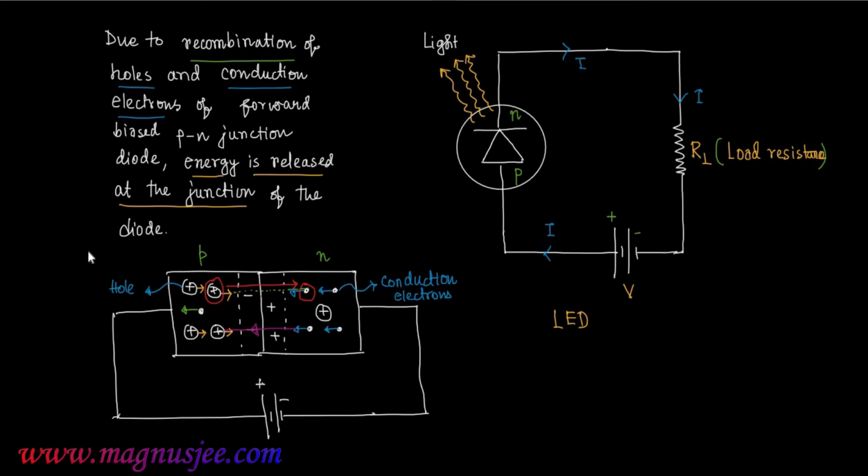In that case, due to this recombination, or due to the movement of conduction electrons from the conduction band to the valence band, from a higher energy level to a lower energy level, what is radiated from the junction? Light is radiated, or an electromagnetic wave is radiated, because a conduction electron travels from the conduction band to the valence band, or from the N region to the P region, to recombine or neutralize the holes.